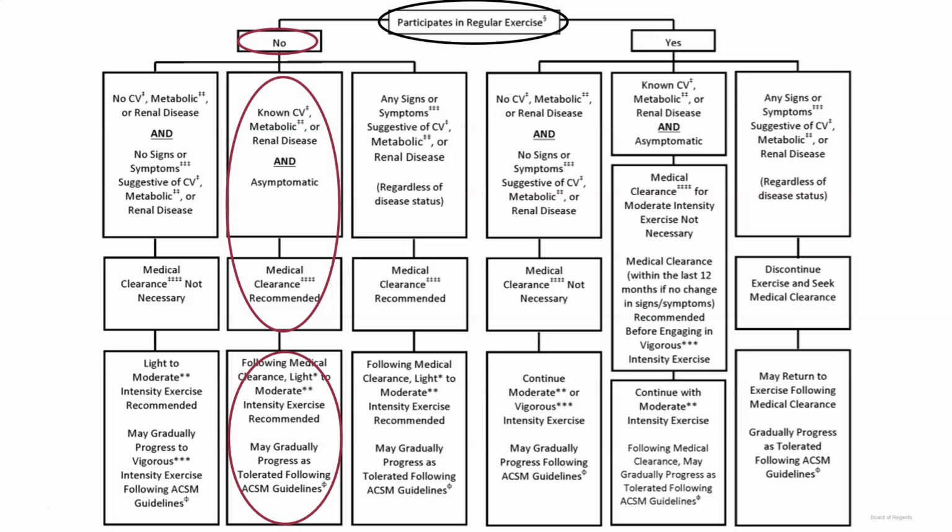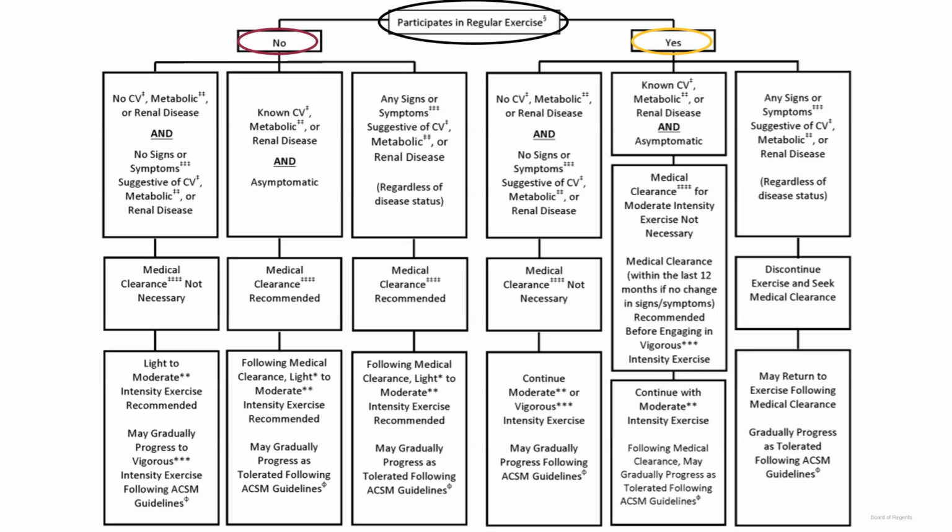I'm going to skip over the next route and move to the yes part of the algorithm. If a new client meets the physical activity criteria and has no history or signs or symptoms of disease, they may continue exercising with you at or above the intensity they have already been exercising at. If a new client meets the physical activity criteria but has known disease and is asymptomatic, then they may continue exercising at the same intensity they have already been exercising at. They should continue to seek medical clearance annually or if symptoms change.